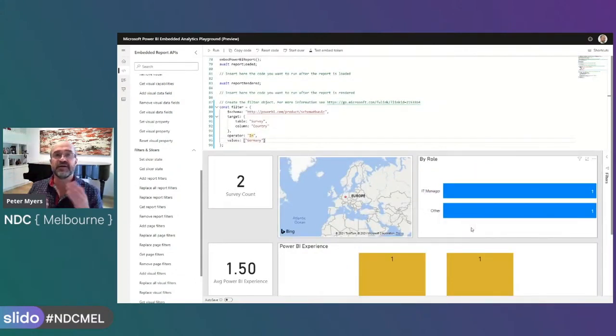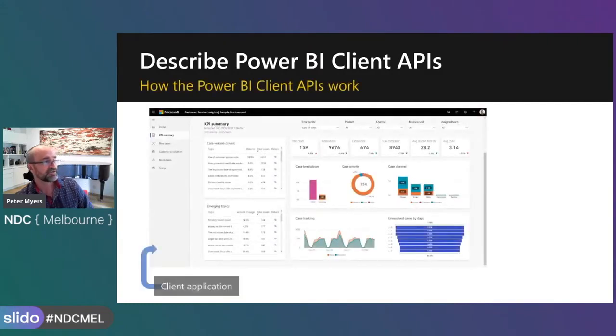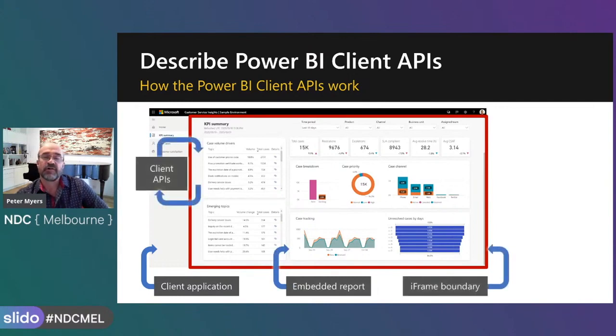All right, so think about it. It might be you're navigating from a customer's record, and now you want to do some analysis of the customer. So you can pass the customer key in as a filter. All right, so what we're describing here is that we have this ability to work with lots of client-side operations. How it works is your client application hosts the iframe. Your embedded report is inside that iframe, and the client APIs are bidirectional, allowing you to communicate in and for Power BI to communicate back out to the app.